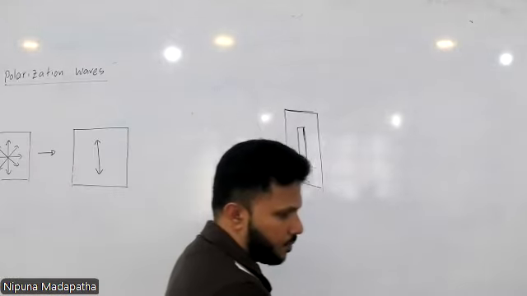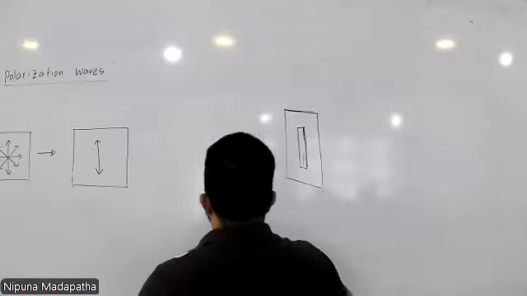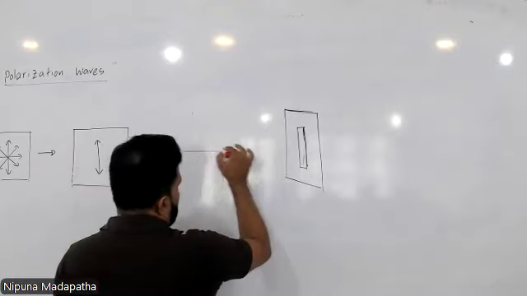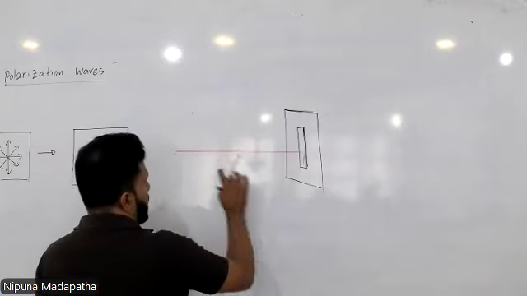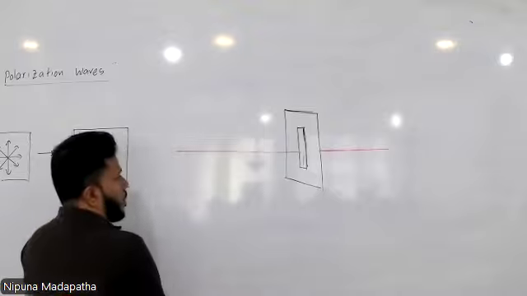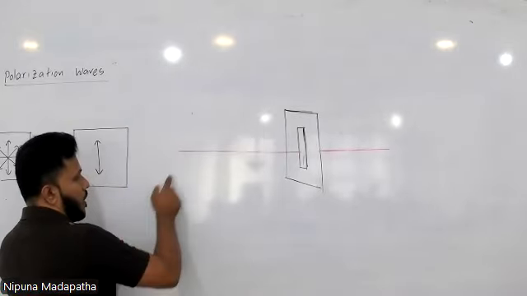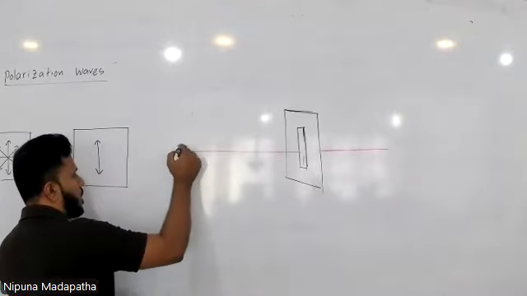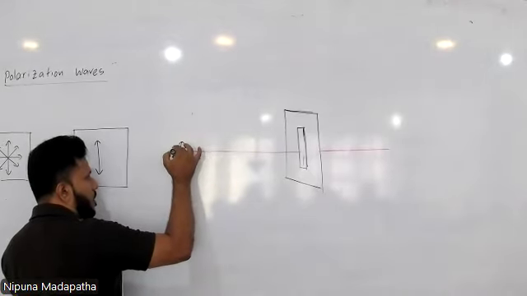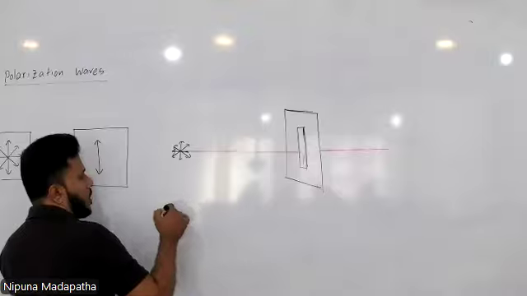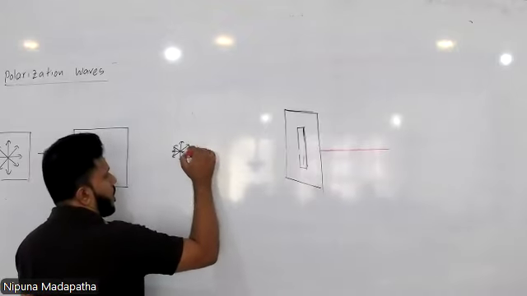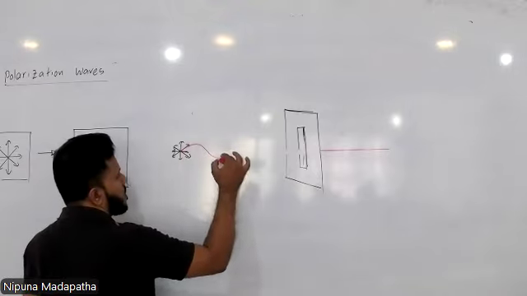Right. So we have a string. The string is going through this slit. Now we vibrate this string at this end in various directions, right? So we vibrate the string in these directions, right? That will produce transverse waves in various planes.